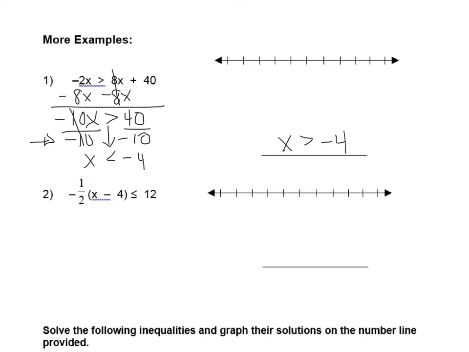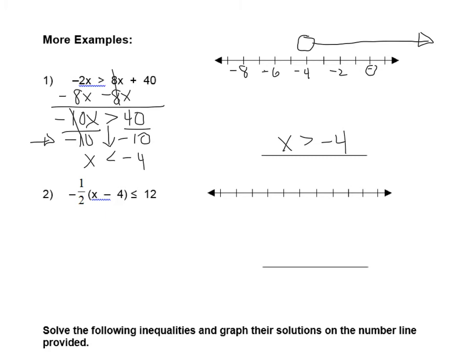So we're going to put negative 4 in the middle. Negative 3, negative 2, negative 1, 0. Negative 5, negative 6, negative 7, negative 8. This solution says that the x values that satisfy this inequality, that make it true, are all the x values that are just greater than negative 4. So that means we're going to put an open circle on negative 4 because we're not including it in the solution, and the values greater than that are to the right.